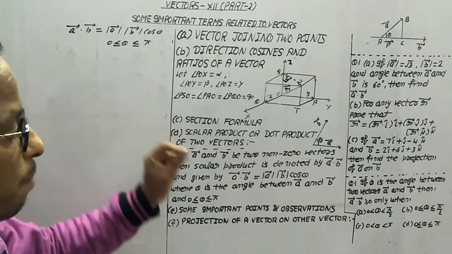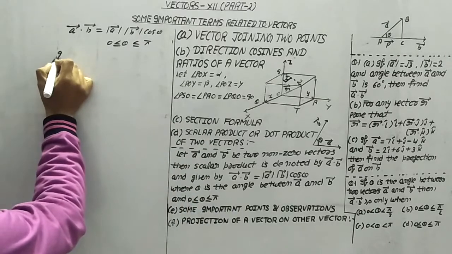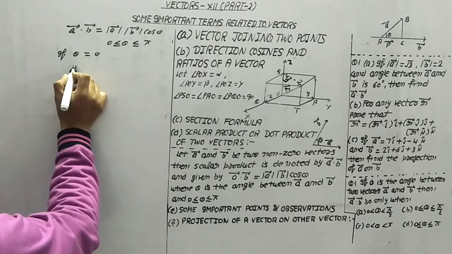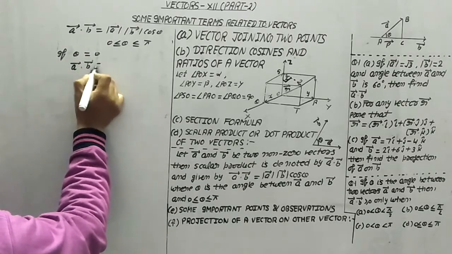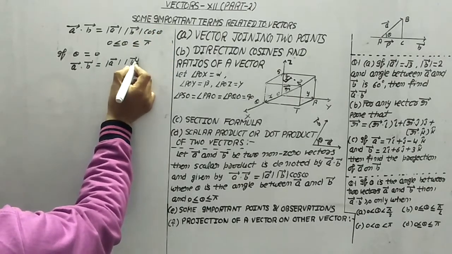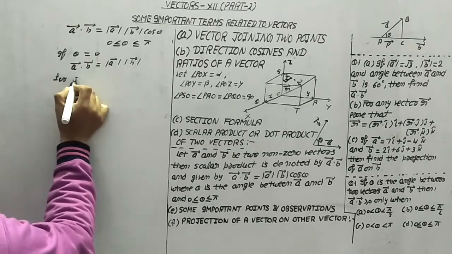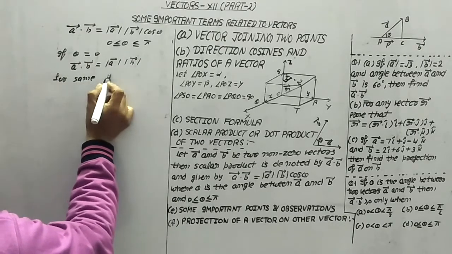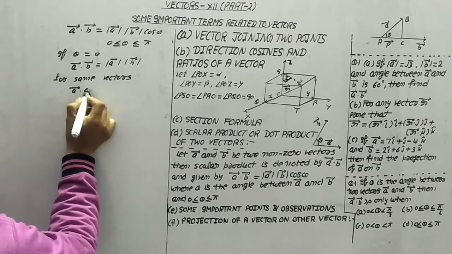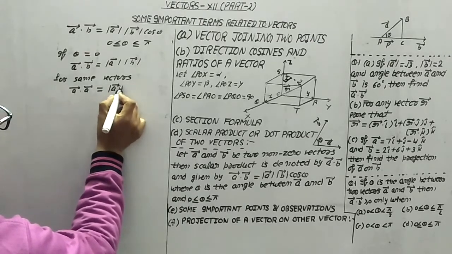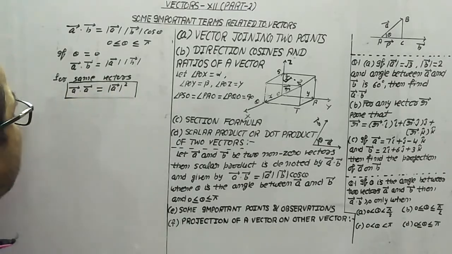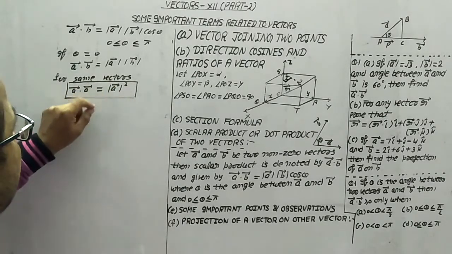Now we will consider some important points and observations. If theta is equal to 0, it means A dot B equals, since cos 0 is 1, magnitude of A times magnitude of B. For the same vectors, a very, very important rule: A dot A equals magnitude of A squared. So the magnitude of A squared is always given by A dot A.